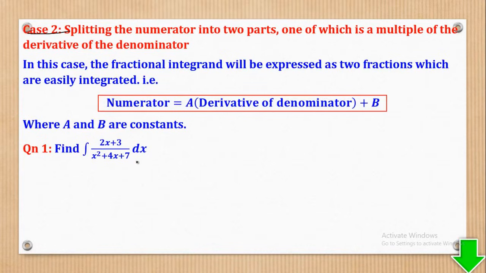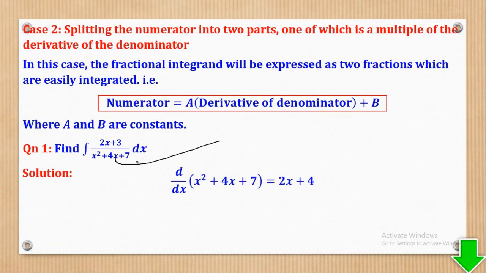Now we shall go to case 2, which involves splitting the numerator into 2 parts, one of which is a multiple of the derivative of the denominator. Therefore, in this case, the fractional integrand will be expressed as 2 fractions which are easily integrated by using the formula that the numerator will be equal to a times the derivative of the denominator plus b, where a and b are constants. For example, if they tell you to find such an integral, the first thing to do is to get the derivative of the denominator.